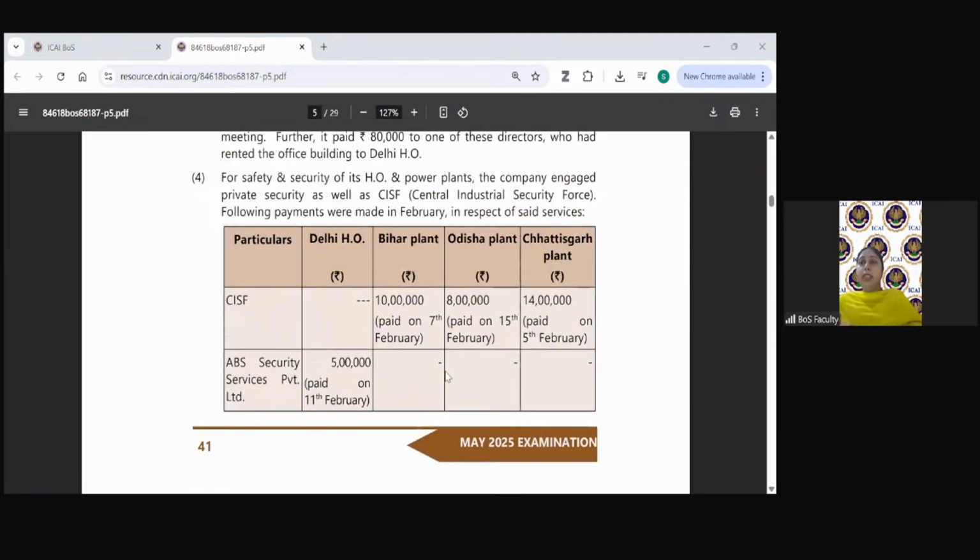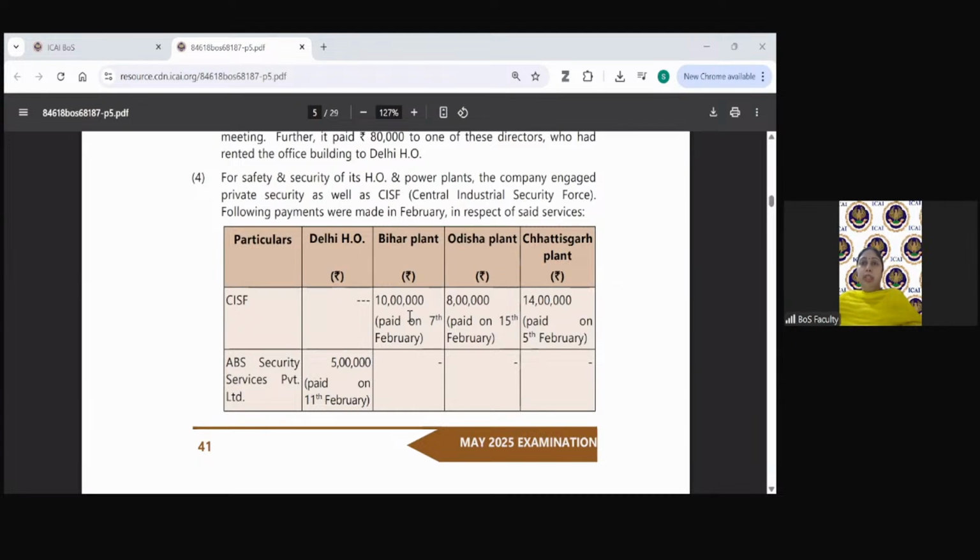Next point, which pertains to Bihar Power Plant, is the safety and security services. So for safety and security of its HO and power plants, the company engaged private security as well as CISF. And these payments were made in February. So Bihar Power Plant has made a payment of 10 lakh rupees to CISF. Now, therefore, what the reverse charge entry says, the security services are taxable under reverse charge. All of you know this.